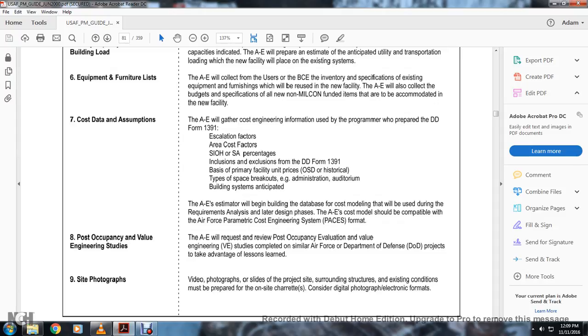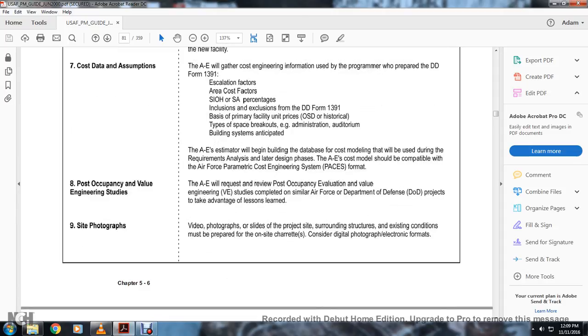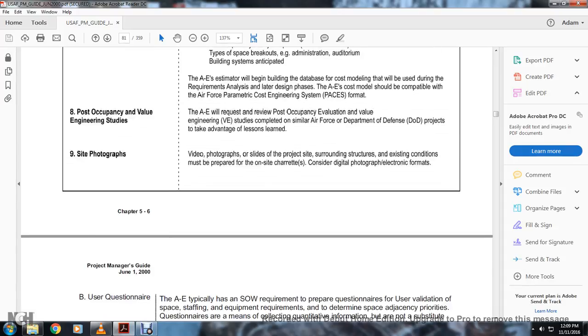Any estimators will build the design database. Cost estimates during the requirements analysis are related to the design phase of the architectural engineering cost model, which should be compatible with the Air Force parametric cost engineering system and format. 8. Post-occupancy value engineering studies. The architectural engineer will review post-occupancy evaluation and value engineering studies completed for similar Air Force and Department of Defense projects to take advantage of lessons learned. 9. Site photographs. Photographs of the project site and surrounding structures' existing conditions must be prepared on site and consistent with digital photograph and electronic formats.